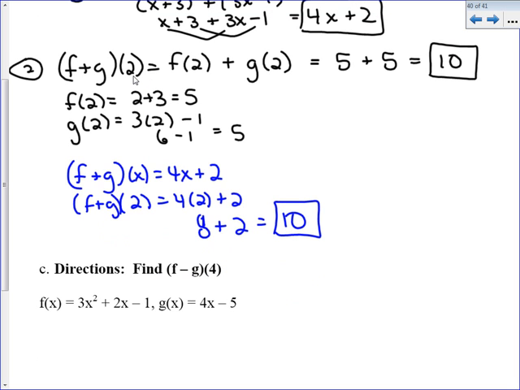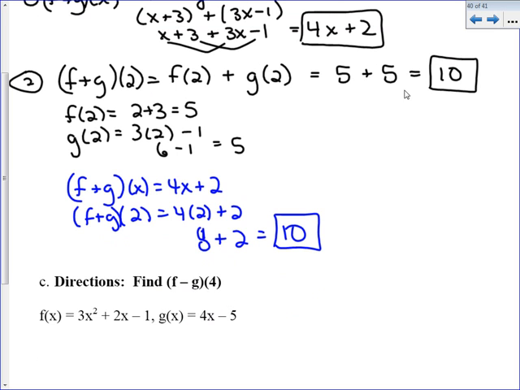So if you have a value that you need, look at each function separately, and then just take the two answers you get and then add them, subtract them, multiply them, whatever you're asked to do based on your functions. But two different ways that you could get that same answer of 10. Questions?